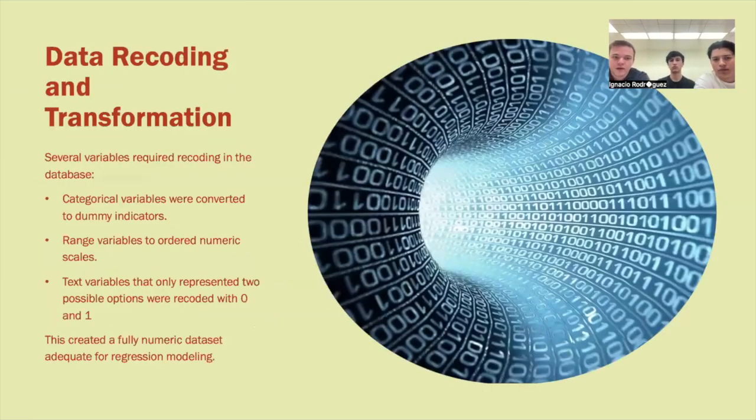For the data recoding and transformation, several variables required recoding in the database. Categorical variables were converted to dummy indicators. Range variables were ordered in numeric scales, and text variables that only represented two possible options were recoded with zeros and ones, like campus and yes or no questions. This created a fully numeric dataset, adequate for regression modeling.